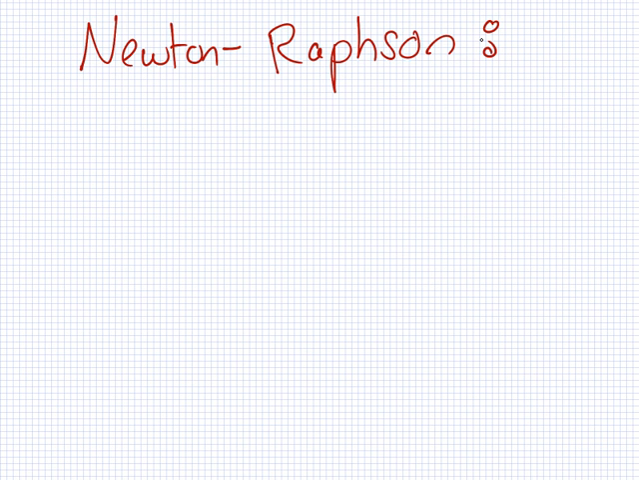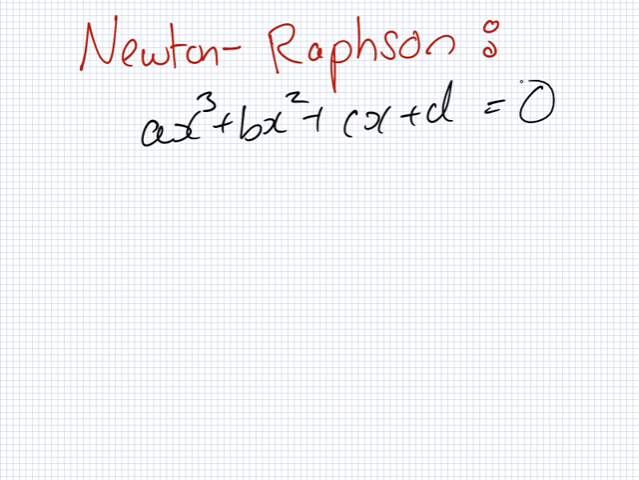Okay. So in semester 1, we had a problem of solving cubic equations. So for example, ax cubed plus bx squared plus cx plus d equals 0. How did we solve cubics? What was our method we used in semester 1? Guess.